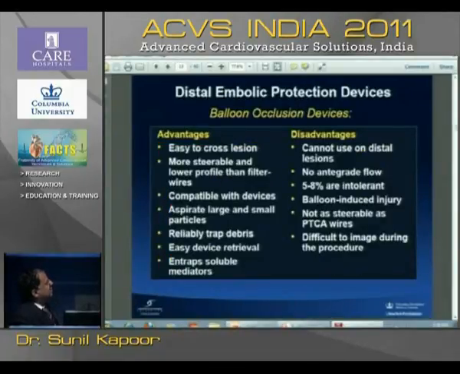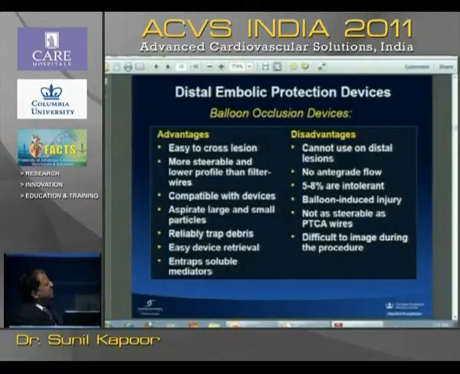What are the advantages and disadvantages of the balloon devices? It's easy to cross the lesion, more steerable and lower profile than filter wires, and compatible with devices. You can aspirate both large and small particles. It reliably traps the debris, there is easy device retrieval, and it also entraps the soluble mediators till you are ready to aspirate out.